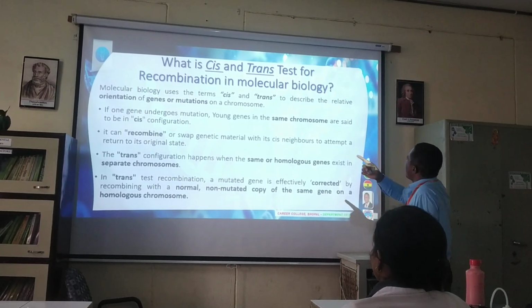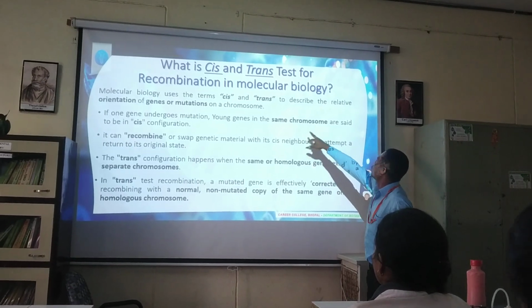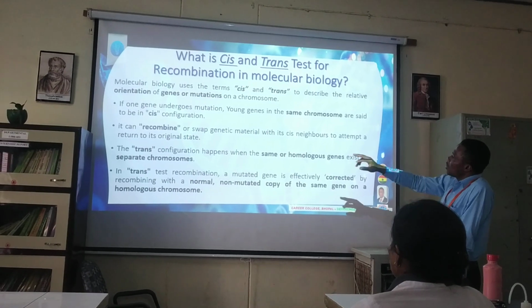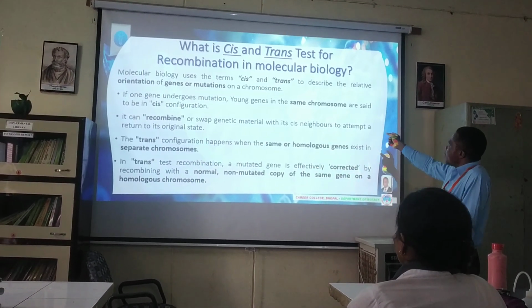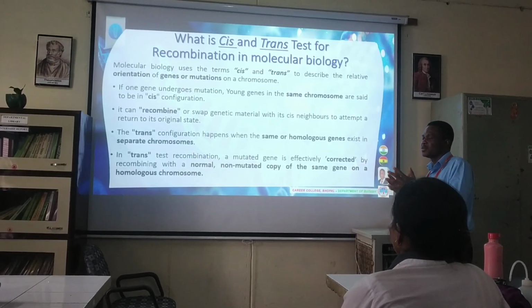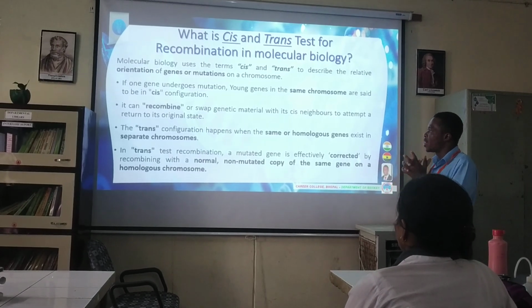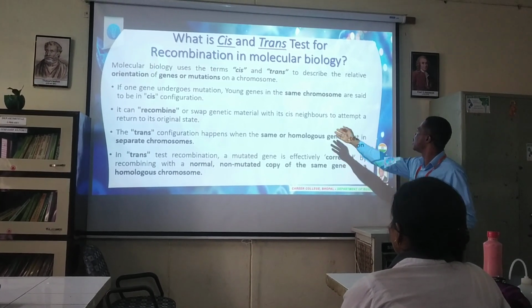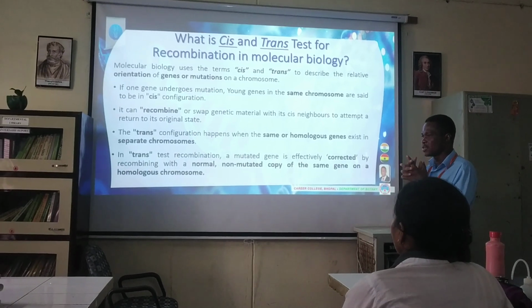So when we talk of cis, we are looking at genes that are found on the same chromosome. So that's why we call it cis. And it can recombine or swap genetic materials to enable attempts to get the original state. So when they were combined, they separate again, then they recombine. So when those genes are on the same chromosome, they can use the neighbor cells to attempt to get back to the origin during meiosis.